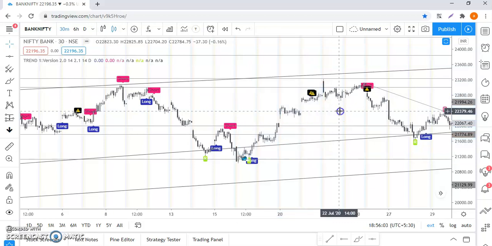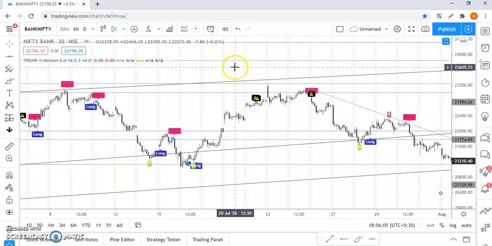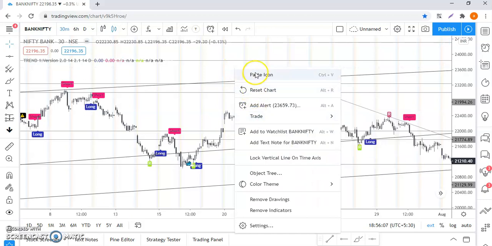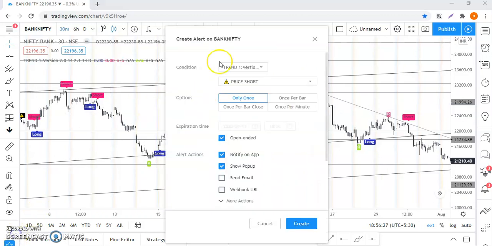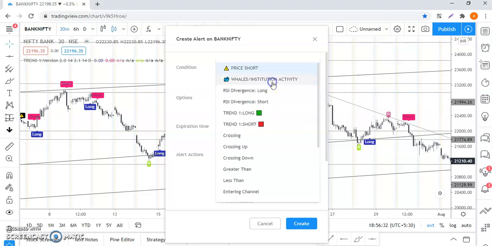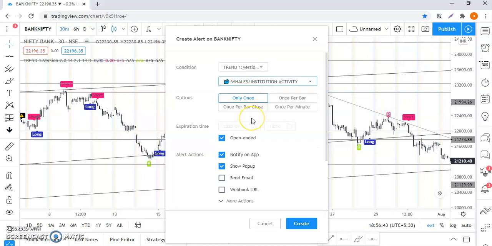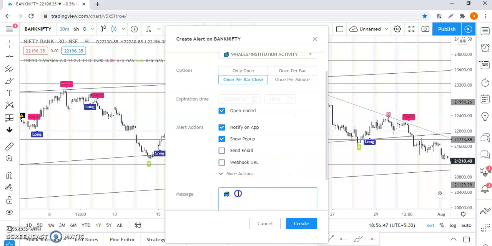Don't worry much. What you can do is keep alerts also. You can right click on the chart and you get this trend version. Just select all different kinds of alerts. You have divergence, you have long and short, price short, and whales institutional activity. Suppose I want only whales institutional activity whenever there is. Choose once per bar close, type in your message, and that's it. So you're good to go.